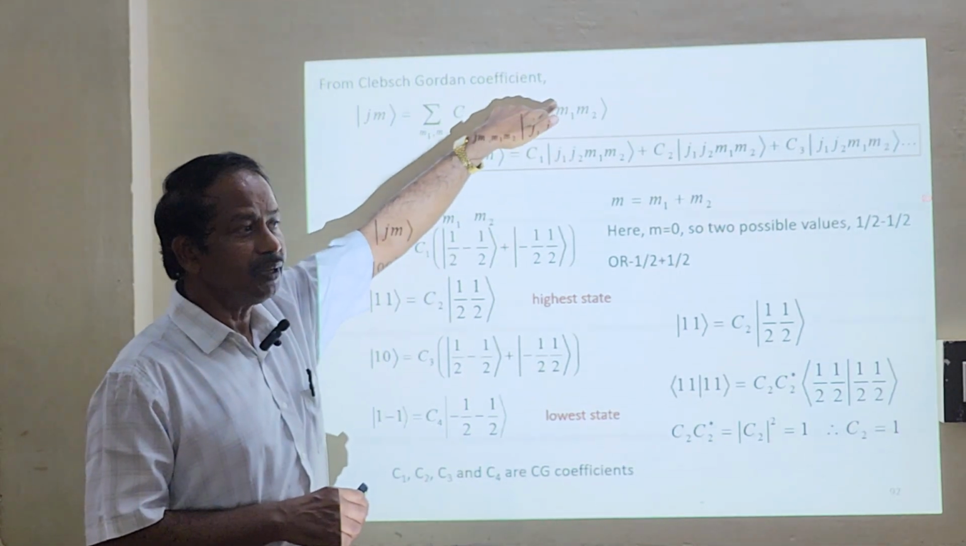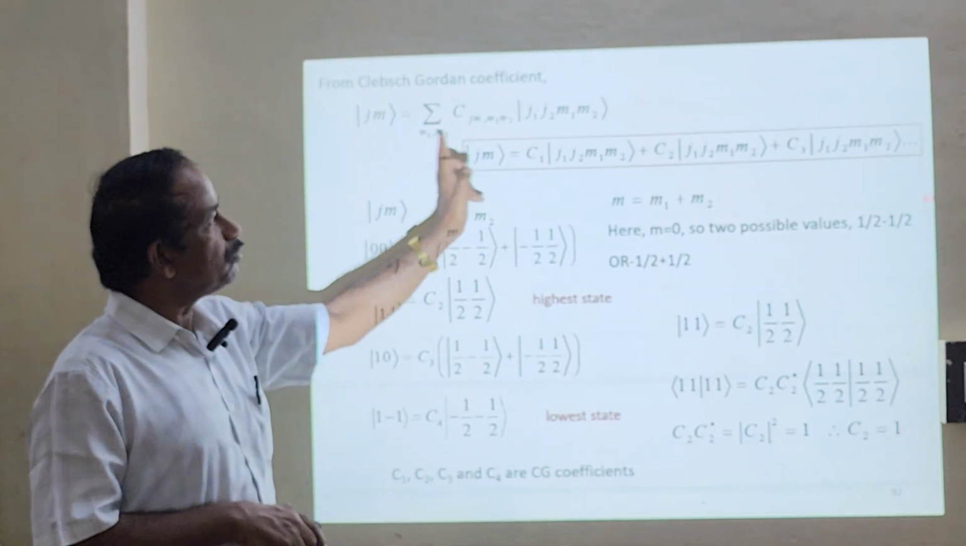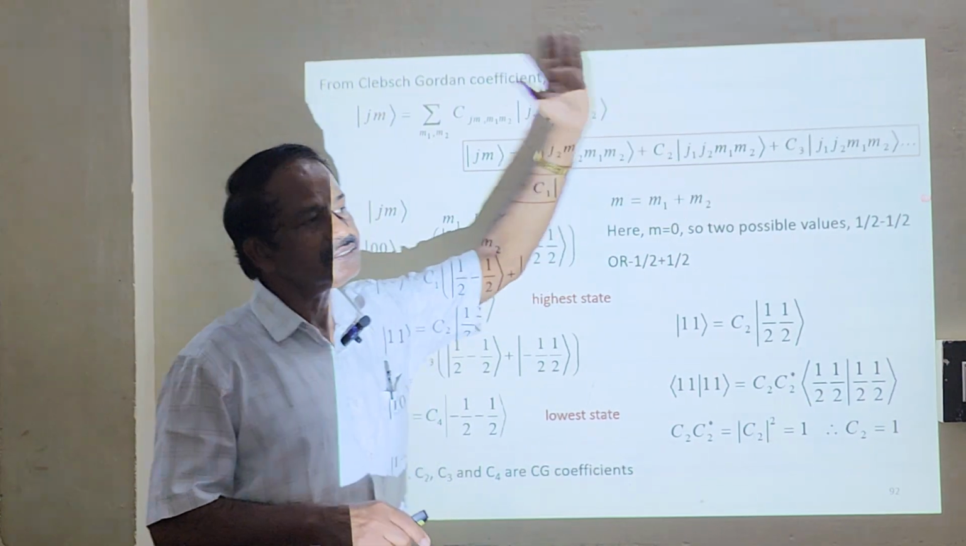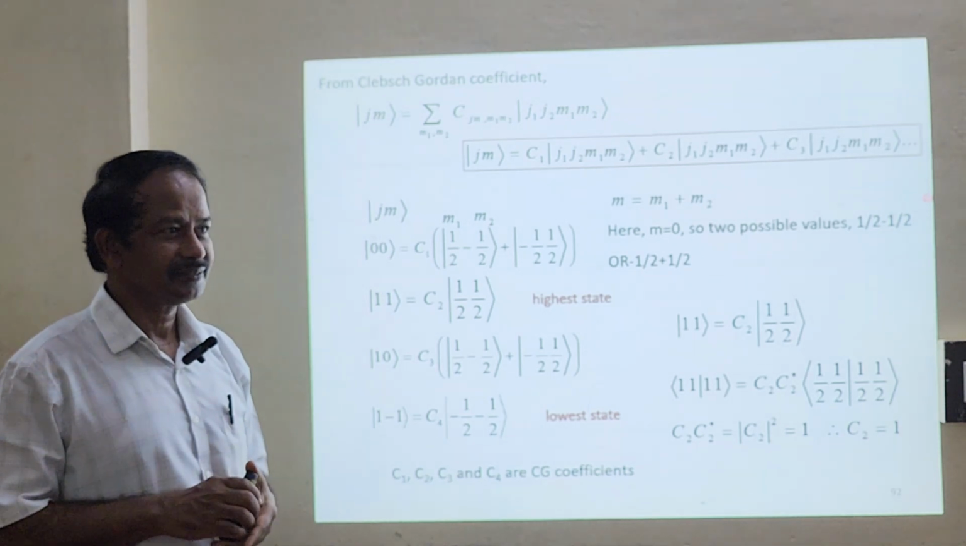So this is for the uncoupled Clebsch-Gordan coefficient, and this is for the coupled coefficients. And of course we can expand using the expansion formula, c1 plus c2 plus c3 and so on. So that will be in terms of an orthonormal basis.